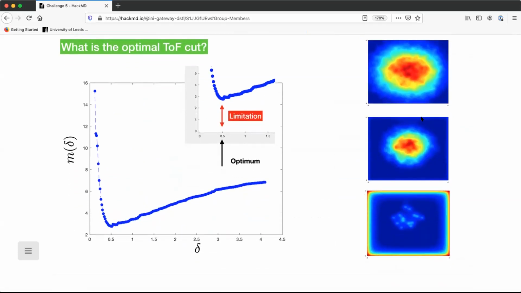This is again the three pictures: a wide window of time of flight, maybe the optimum, and that's a small window. And this is now how the measure comes back. So delta is the size of the time interval you're cutting. So it's between 30 and 30 plus delta. And this is what you see. There is an optimum here.